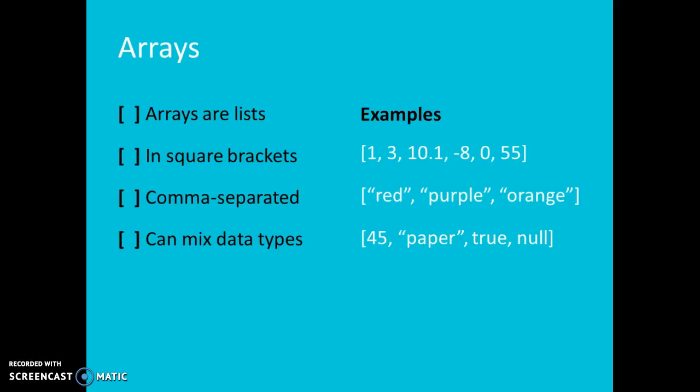The first array has a list of numbers, 1, 3, 10.1, -8, 0, and 55. The second array consists of strings, red, purple, and orange. And the third consists of mixed data types. So we've got a number, a string, a boolean, and null.